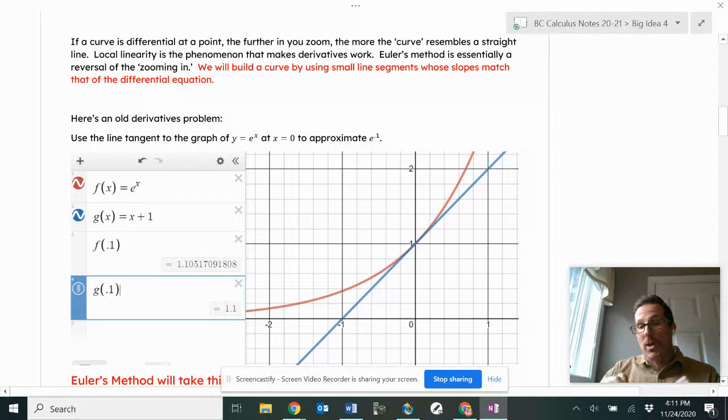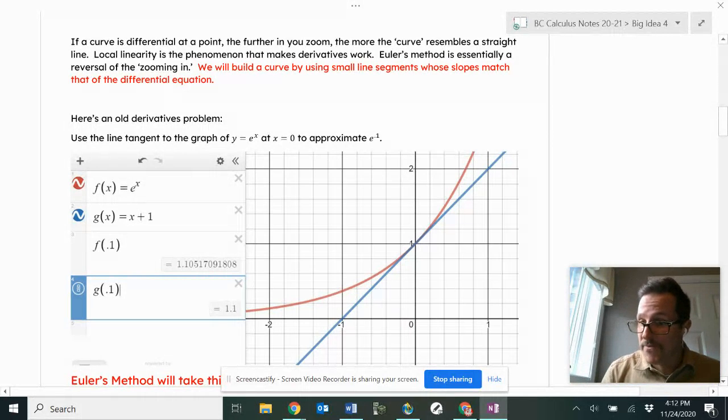Now, the further you get away from that point of tangency, the farther apart those curves seem to get. If you zoomed out from this picture, they'd be crazy far away. So again, Euler is thinking, if I use this tangent line really close to that point of tangency, I can get a really close approximation of my curve just with a straight line. I don't even need anything other than a straight line.